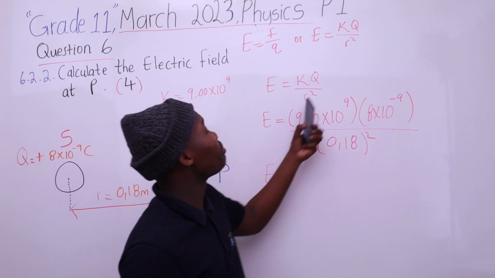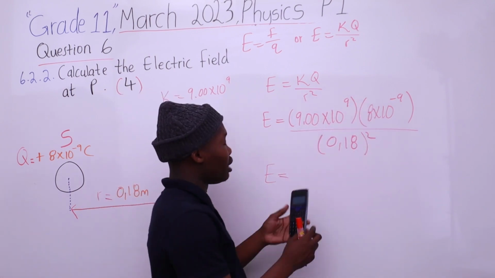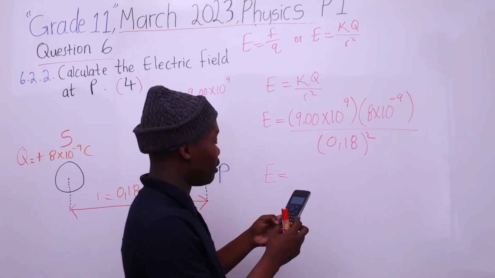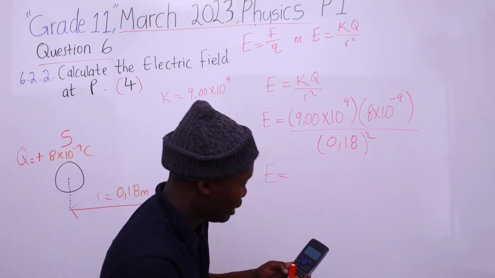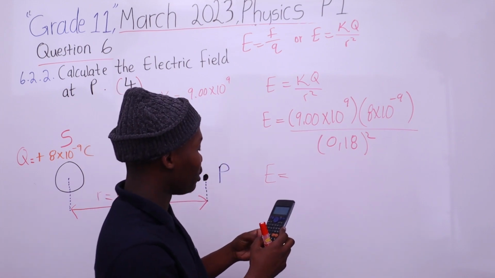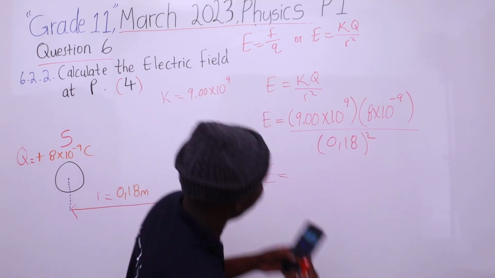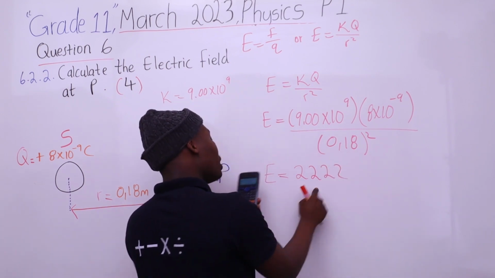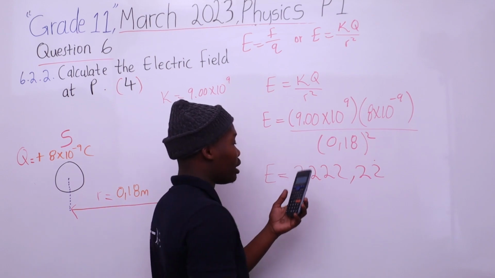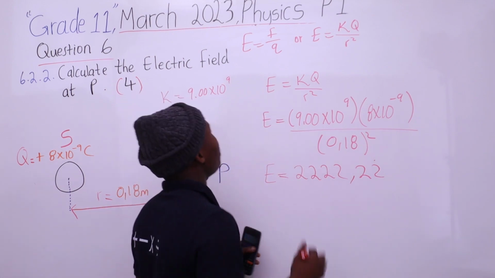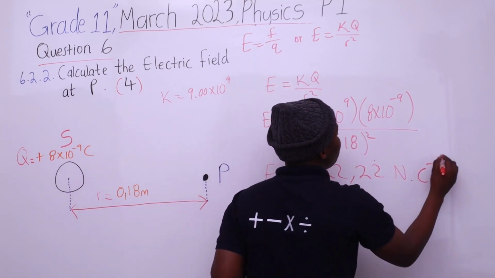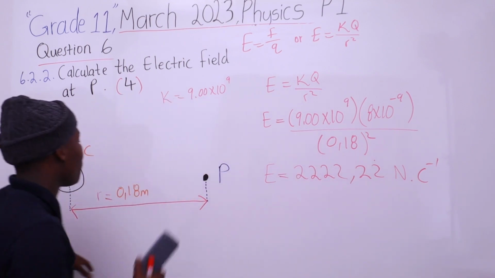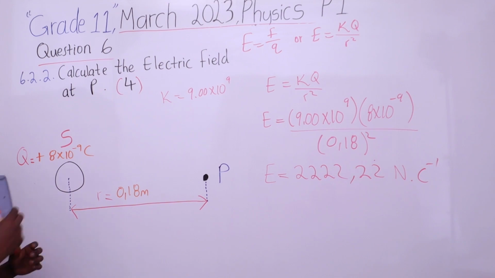We take the whole substitution and put it into the calculator as it is. Make sure the calculator is in scientific mode, or you could change it, it doesn't matter. So we have 9,00 times 10 to the power 9, times 8 times 10 to the power -9, over 0,18 squared. Our answer is 222,22. But this is an electric field, so our units are newtons per coulomb. The strength of that electric field, at 0,18 from point P, is 222,22 newtons per coulomb.